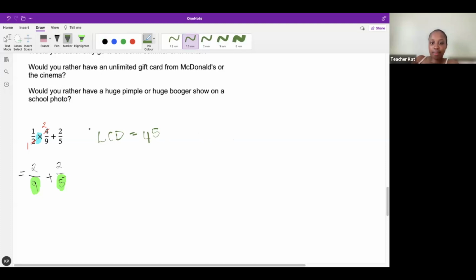Nice. I like seeing answers coming in the chat. 2 over 9, I would have to multiply by 5, right? And 2 over 5, I will have to multiply by what? By 9. Thanks, Bohlali. So my new fractions are now what? So we know they're all going to be over 45. But my new fraction is going to be what?